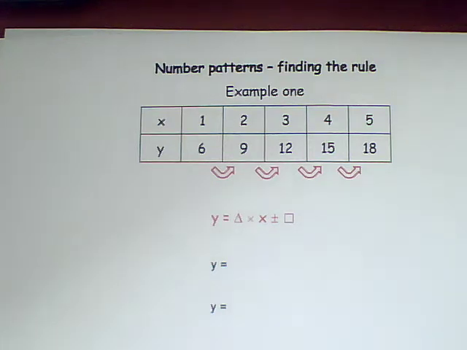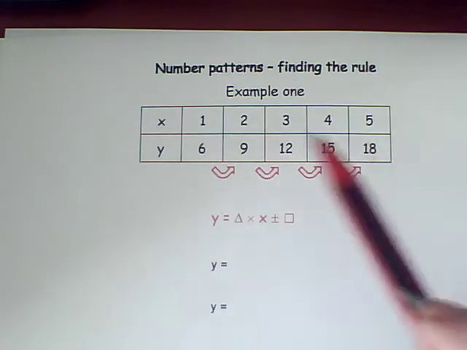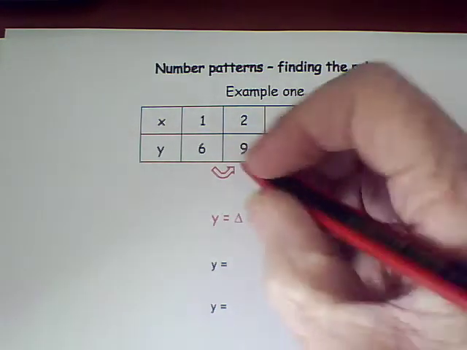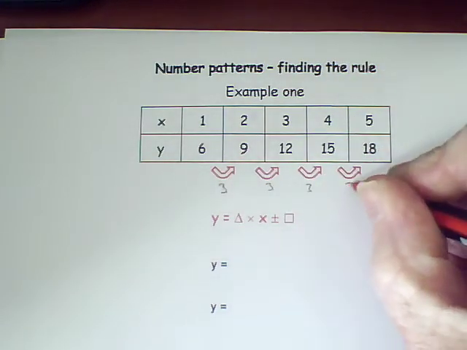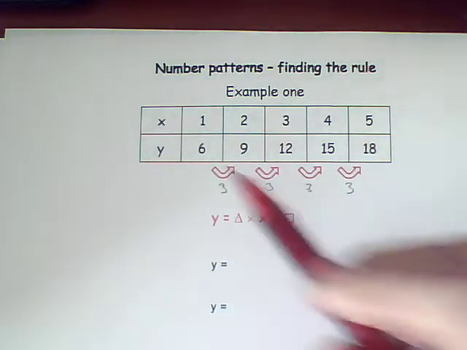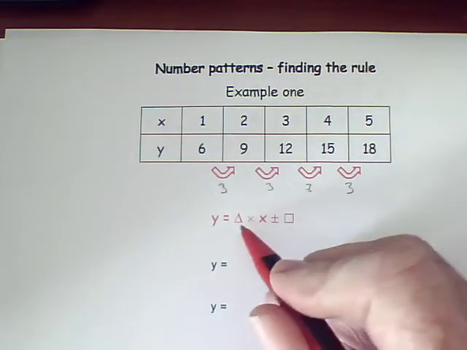Okay, we're going to look at finding a rule from a given table or a given number pattern. Each of these are linear number patterns, so the pattern remains consistent across our table. The first thing we always look at is how y is going up compared to x. Y is going up by 3, and most importantly, whilst y is going up by 3, x is only going up by 1.